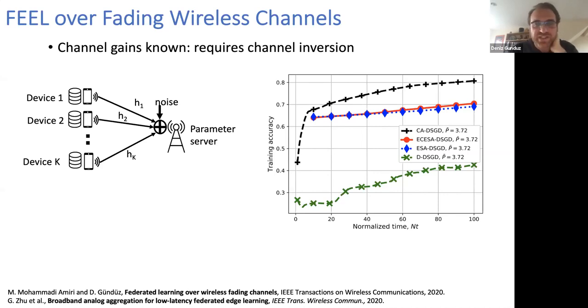But basically, yeah. So the challenge in the fading case is that since you want the signals to add up, you want to somehow cancel the effect of the channel fading. So we use channel inversion, truncated channel inversion. If your channel is too bad, you don't transmit. But if it's not, then you just invert it. So in a way, you just cancel the effect. So it still works pretty good, and again, much, much better than the digital approach.